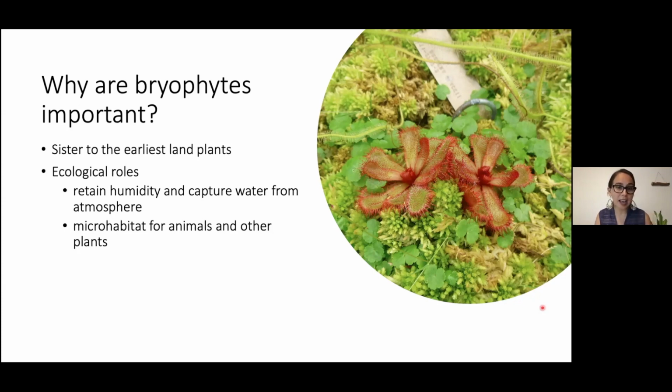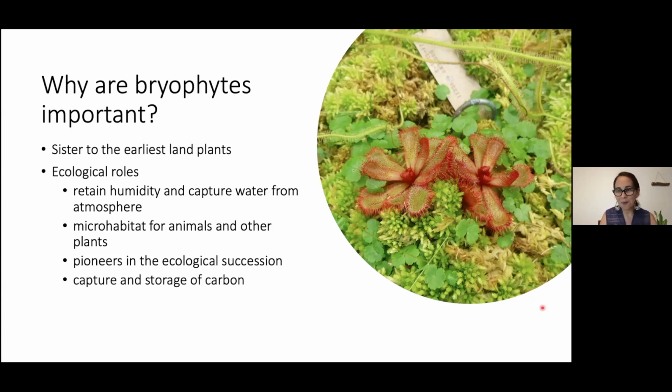Also, they can help other plants to germinate. Seeds that fall in bryophyte mats or in moss mats can grow and germinate. And they are pioneers in ecological succession. They have a lot of things in common with lichens because they are kind of on the same scale. And that is one of them.